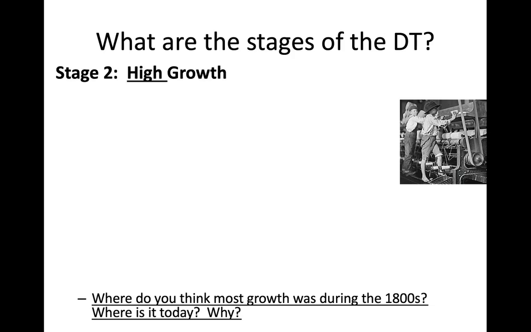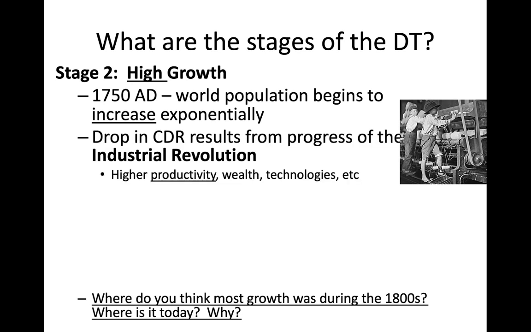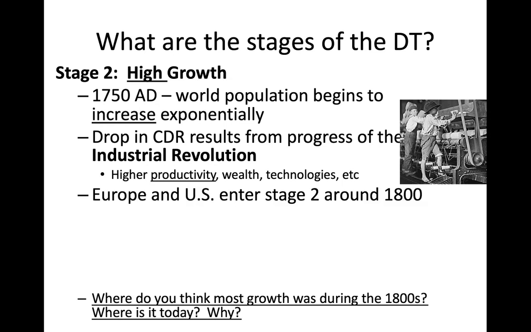Stage 2 is the second stage of the demographic transition model. In the year 1750, the world's population began to increase exponentially, or very quickly. That's because there was a drop in the crude death rates as a result of progress from the Industrial Revolution. People began to figure out ways to not kill themselves when they were working in the factories. This also led to higher productivity, wealth, and technology.